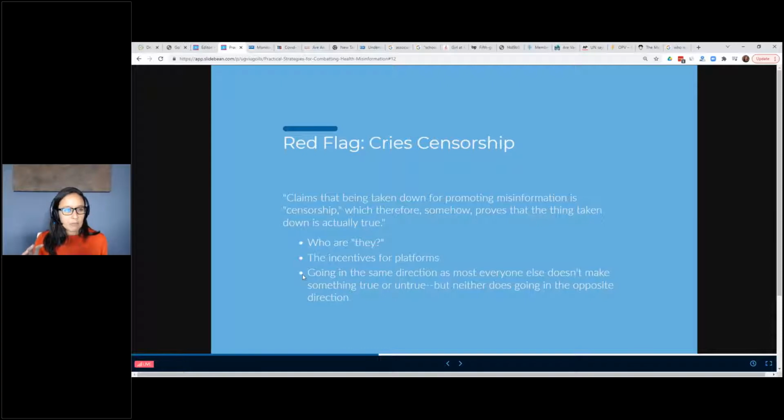But the logical fallacy that they're arguing is that going in the opposite direction of everyone else makes it true. They're saying that by going against the grain, that makes what they're saying true. Going against the grain has nothing to do with whether it's true or not, right? Going in the same direction as most everyone else doesn't make something true or untrue. Going in the opposite direction of everybody else doesn't make something true or untrue, okay?